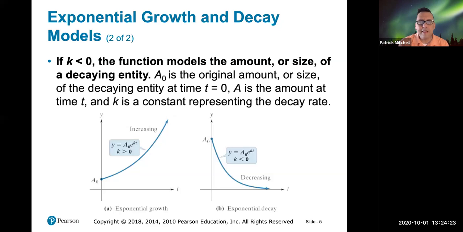If k is less than 0, then the function models the amount or size of a decaying entity. But all the other stuff you see here, I think, is the same as on the previous slide. A sub 0 is the original amount, A is the amount at time t, and k is a constant representing the decay rate.